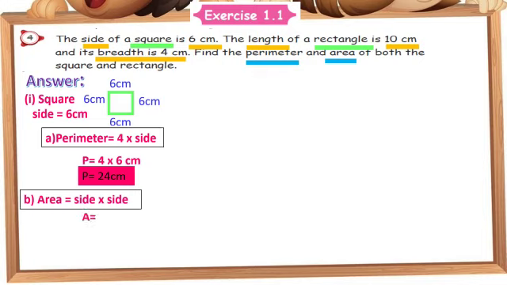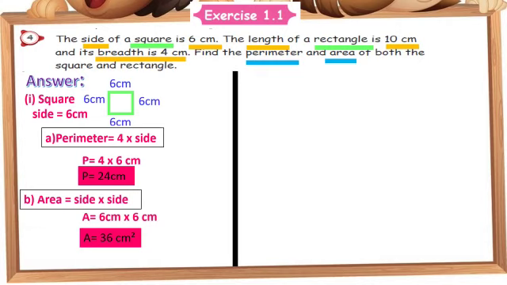Then the second one, B part: area equal to side into side. So that's equal to 6 into 6 centimeter. So the answer will be 6 sixes are 36. So 36 centimeter square. Right? While comparing these two, it's easy to finalize. So that is why we have given perimeter equal to 4 into side and area equal to side into side. Okay.